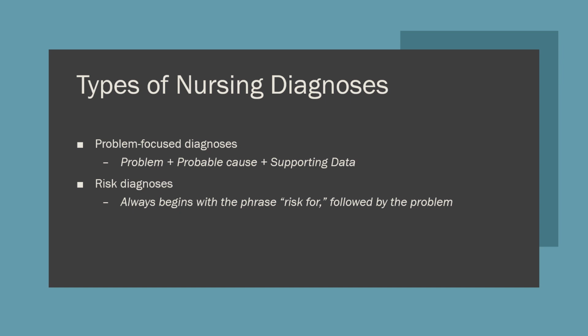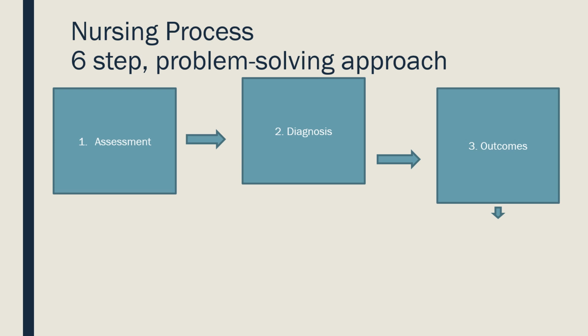So let's say our patient is considering suicidal ideations. They might be at risk for self-mutilation as evidenced by inadequate coping, isolation, or unstable self-esteem. So those are the two different nursing diagnoses that you will see in our psychiatric setting. The third step is outcome.